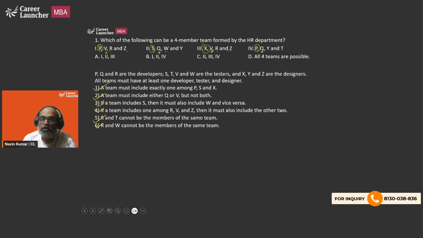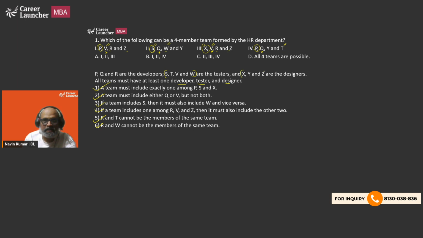So we can see that all these six given conditions are true, right? And we are also told that there should be one developer, tester, and designer. So developer is from S, T, V, and W. So we do see a V, we do see an S and W, V, T. So we do have a tester in each of the four groups.